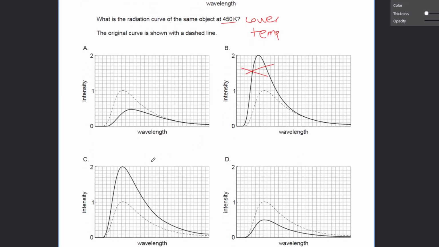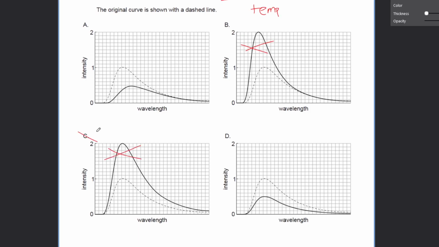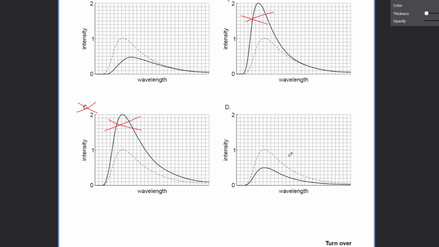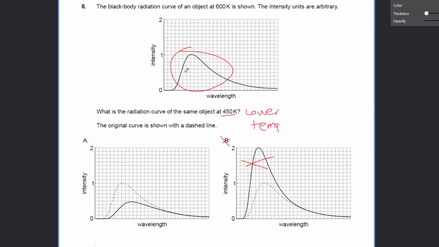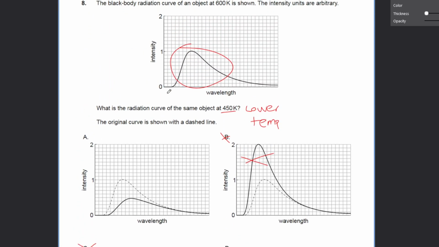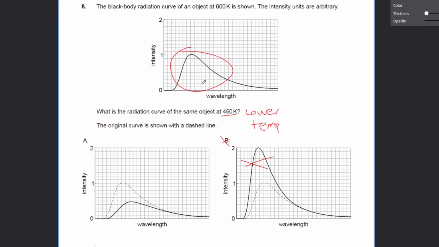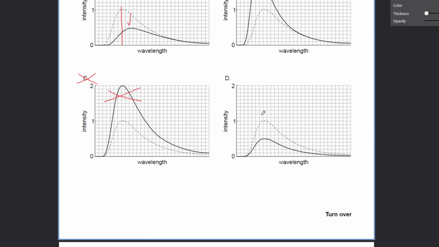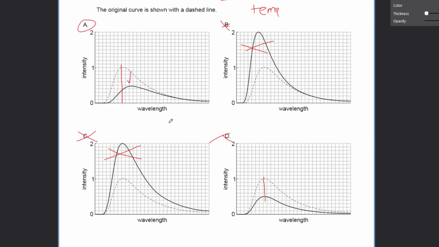So it can't be higher. It can't be B, it can't be C. And then with a lower temperature, we are going to have a shift to the right. As the temperature increases, we get closer to the left, and it's decreasing, so we're getting closer to the right. And that is happening in A. In B, that does not happen, so it's not D. All right, the answer is A.